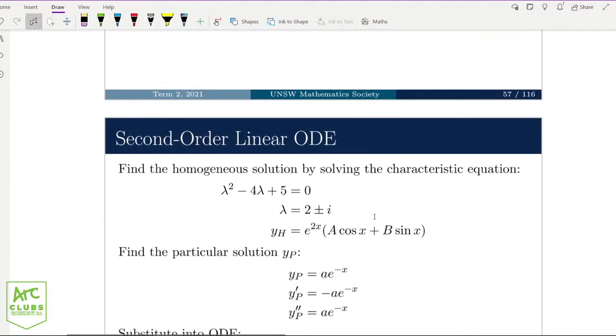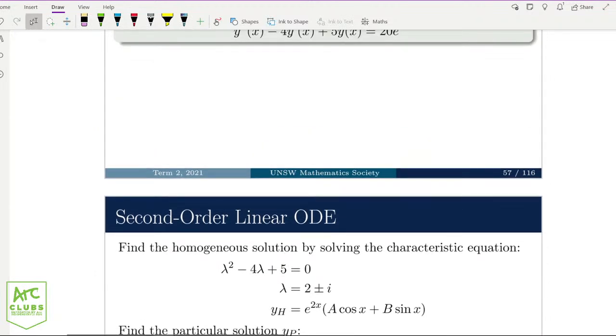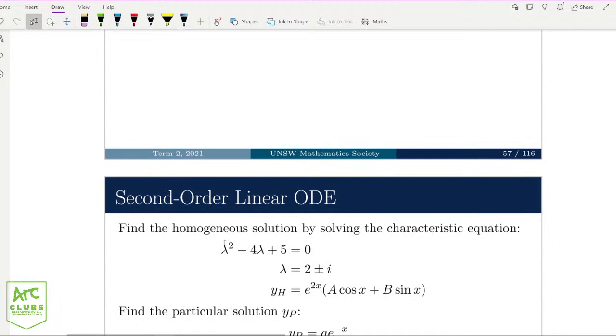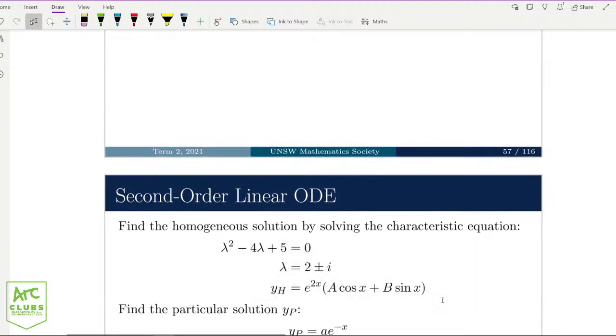As always, the first thing we do to find the homogeneous solution is to solve the characteristic equation, as we've done over here. And it turns out we actually have a complex root, which is the case that we've talked about but have never practiced on. So the general solution over here is a bit different. You can always refer back to the previous slides to have a look. But with complex roots, this is the general solution that we use.